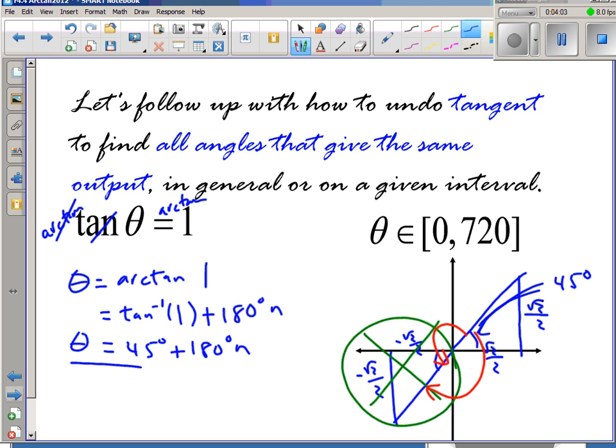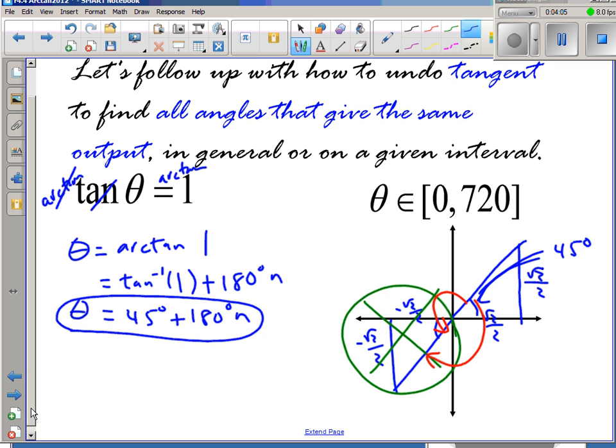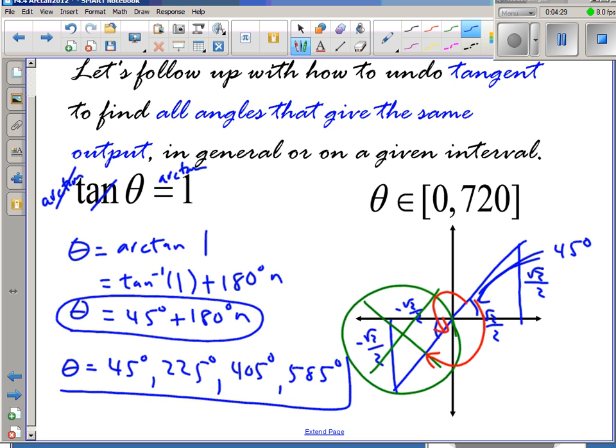We actually want just the values from 0 to 720. So theta will equal the 45. Add 180 to that, you get 225, and those two angles look familiar. However, if we keep adding the 180, we get 405, I believe, and another 180, 585. If I go any further than that, I get over the 720. So we'll stop there. That is our answer.